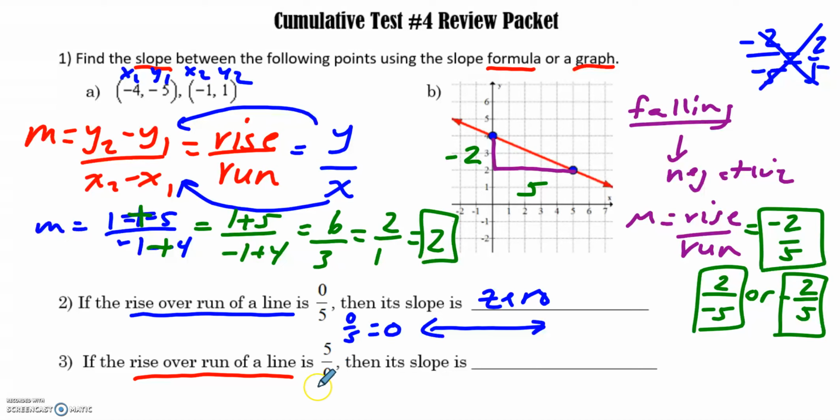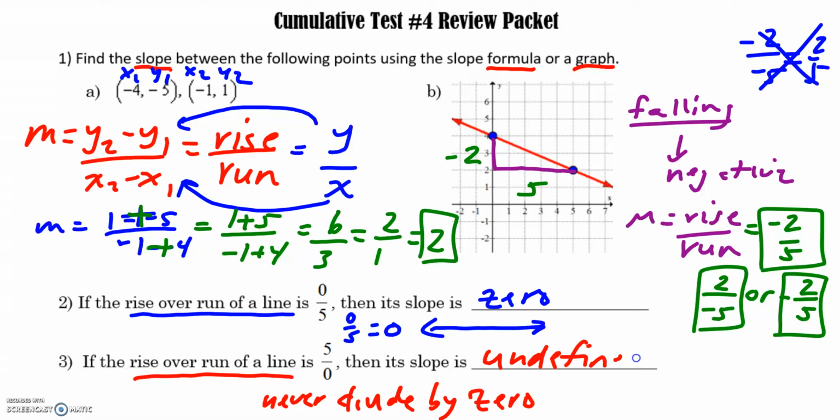Versus number 3, if the rise over the run of the line is 5 divided by 0, remember you can never divide by 0. So if you can never divide by 0, that means that your slope is undefined. And if you were to graph that on a coordinate plane, your line would be perfectly vertical, because this as a human being is not possible. And if you're skiing, you can't go directly down. So this one is not possible, or undefined.